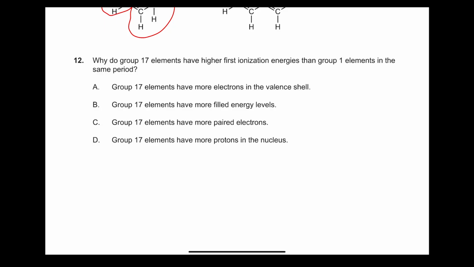Next, why do group 17 elements have higher first ionization energy than group 1 elements in the same period? Obviously, because group 17 elements have more nuclear charge, or a bigger number of protons in the nucleus. Higher number of protons means the valence electrons will be held more tightly by these protons, and you need more energy to remove electrons from group 17, right? So for question 12, the answer would be option D directly.